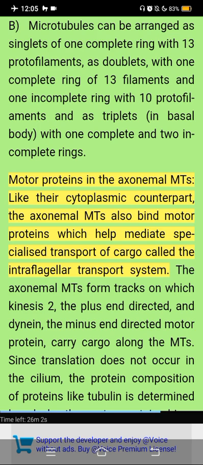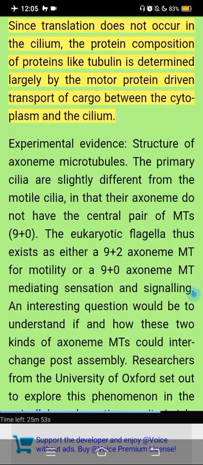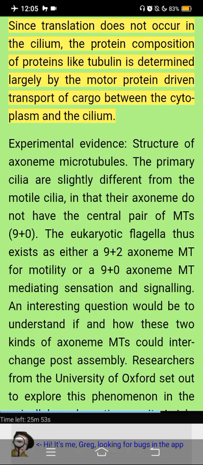Motor proteins in the axonal MTs. Like their cytoplasmic counterpart, the axonal MTs also bind motor proteins which help mediate specialized transport of cargo called the intraflagellar transport system. The axonal MTs form tracks on which kinesin 2, the plus end directed, and dynein, the minus end directed motor protein, carry cargo along the MTs. Since translation does not occur in the cilium, the protein composition of proteins like tubulin is determined largely by the motor protein-driven transport of cargo between the cytoplasm and the cilium.